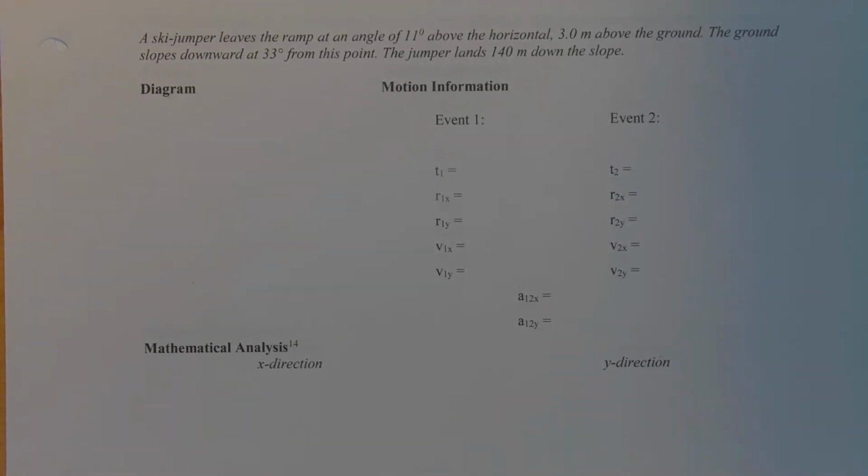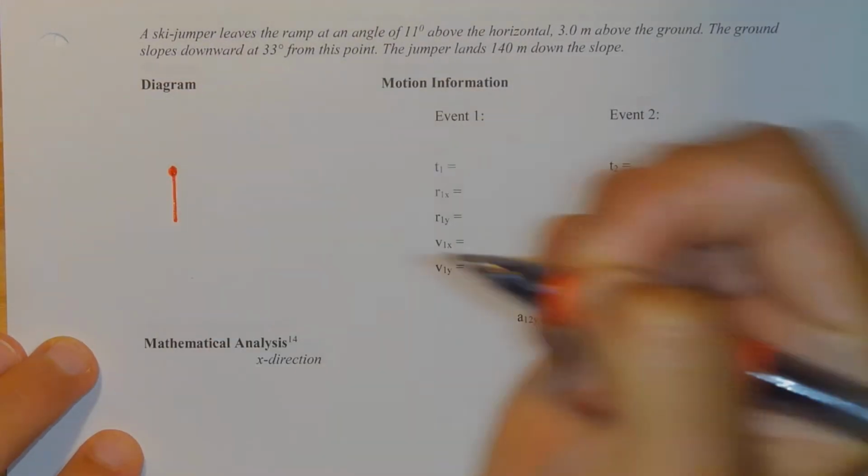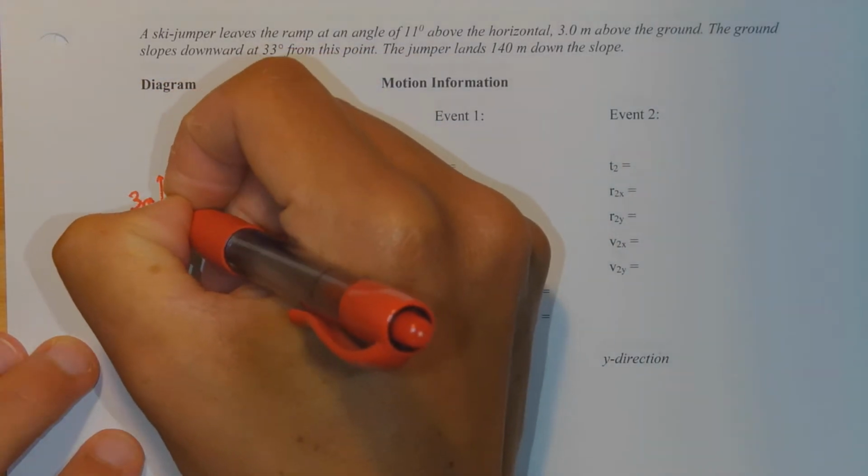A ski jumper leaves the ramp at an angle of 11 degrees above the horizontal, 3 meters above the ground. The ground slopes downwards at 33 degrees from this point. So we have the ski jumper leaving here, and that's 3 meters above the ground. So this distance here is 3 meters.